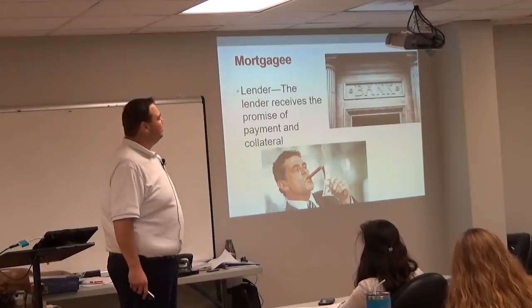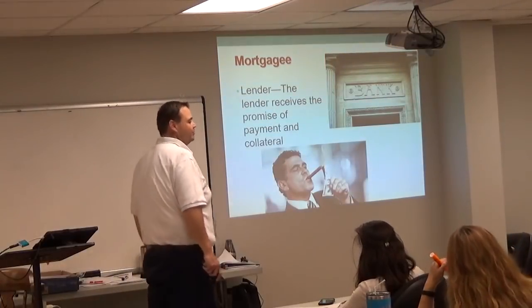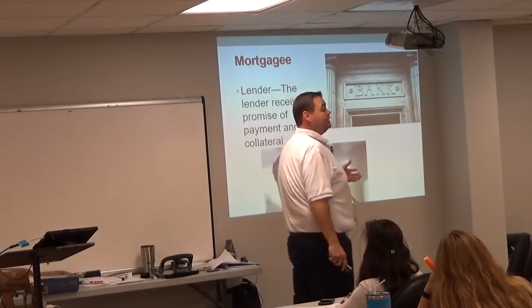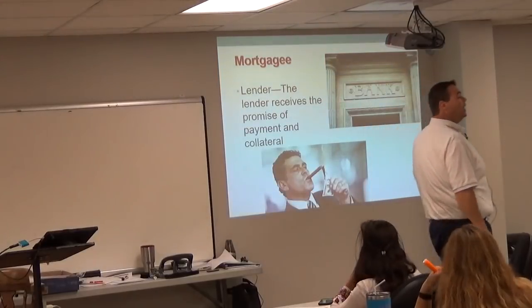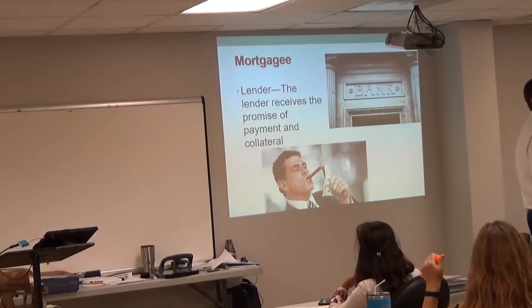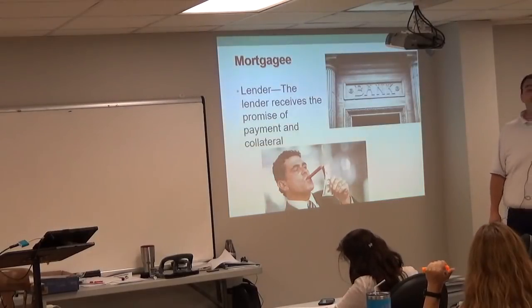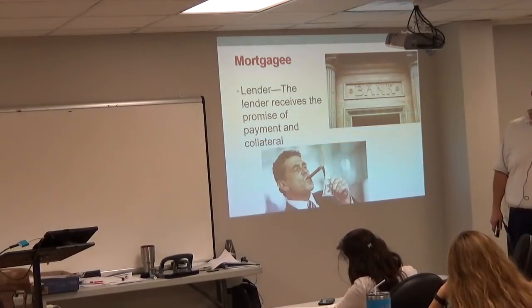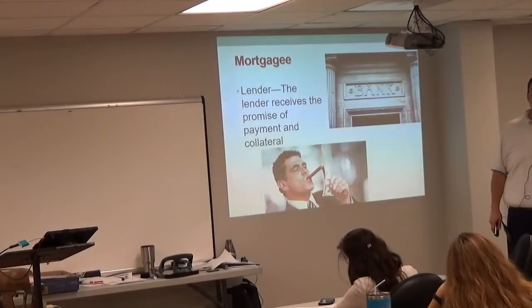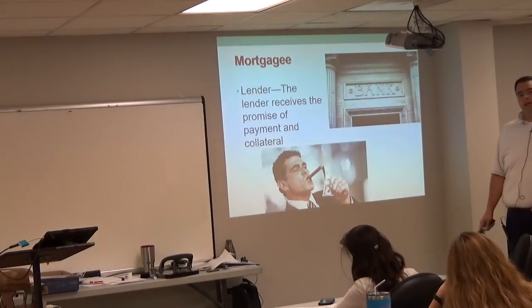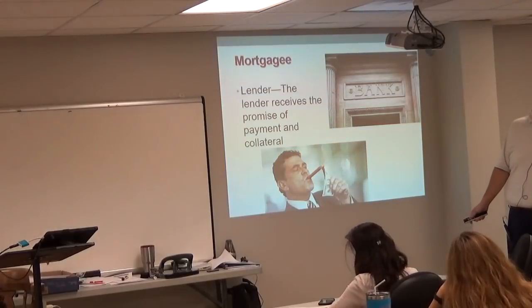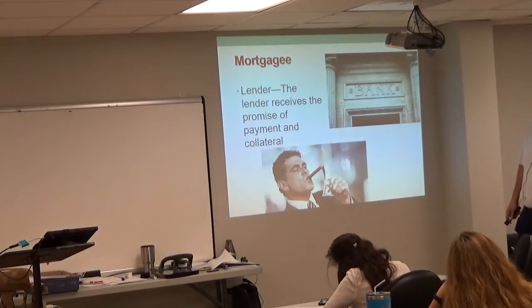So the bank is going to be the mortgagee. That's the lender. Now, what's interesting is these terminologies only come into play in a lien theory state. We only have mortgagors and mortgagees in a lien theory state. We don't have them in title theory states. We use different terminology in a title theory state. So this is still just terminology on the lien theory side. And is North Carolina a lien theory state? No, it is not.